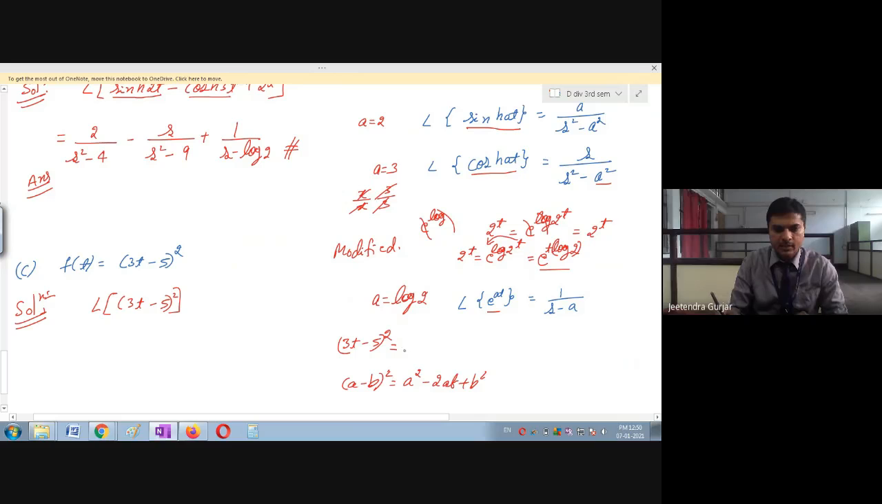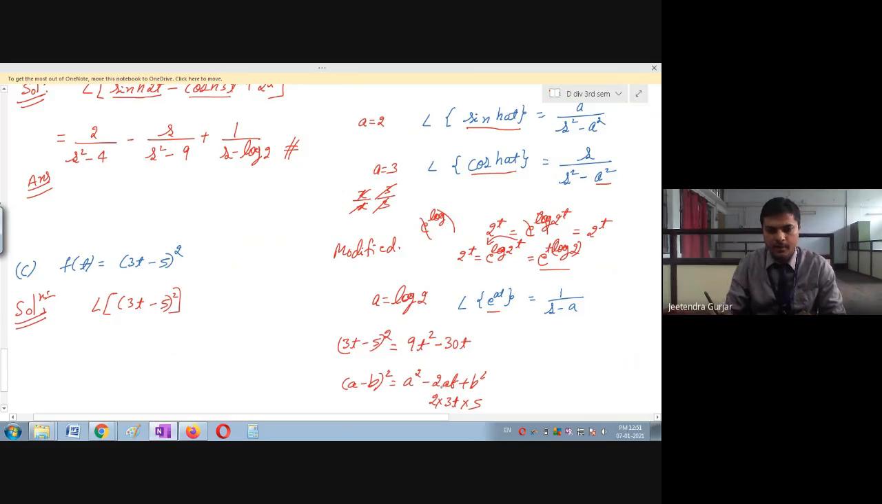Now you can see a square. Here I am going to take 3t. So directly you can see this will become 9t square minus, 2 into 3t into 5. So 2ab will become 2 into 3t into 5, which means 2 3s are 6, 6 5s are 30t.